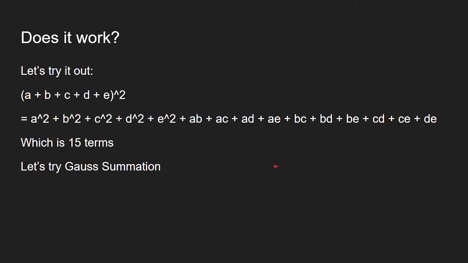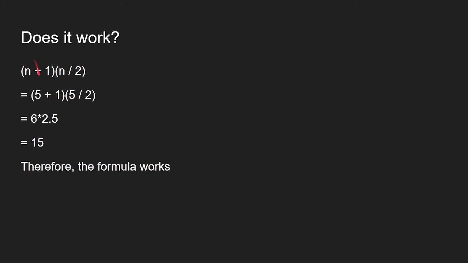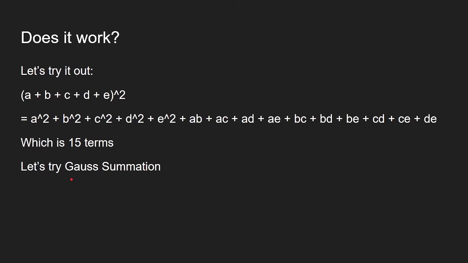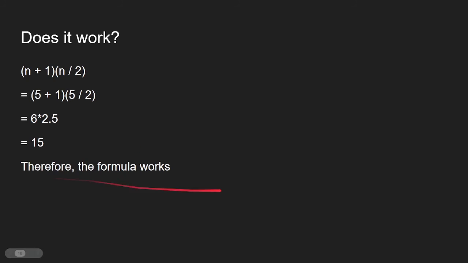And we can try the Gauss summation, which is n plus 1 times n divided by 2. Now we just punch the numbers in. 5 plus 1 is 6, 5 divided by 2 is 2.5. Multiply those together and you get 15, which is exactly the same as 15 over here. And therefore, we can assume that the formula works.